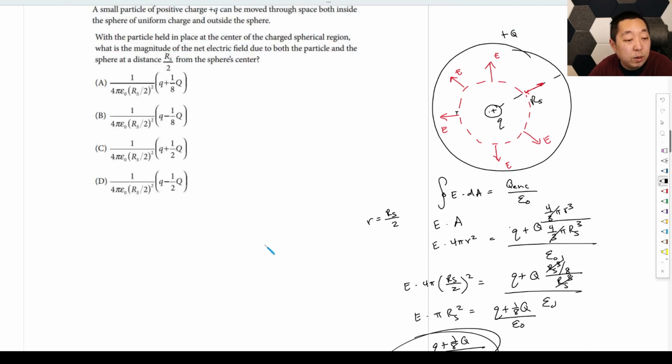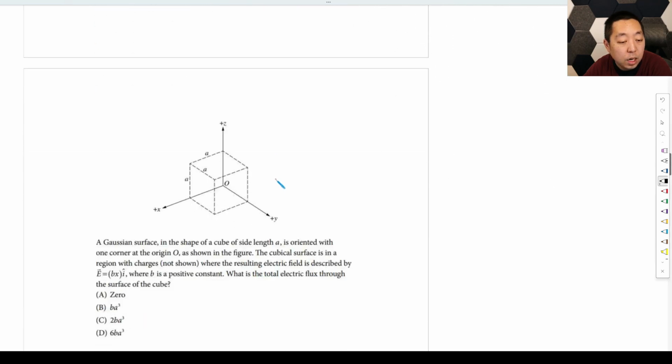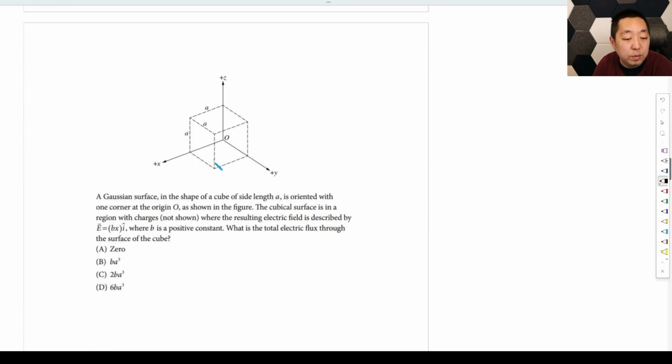They didn't simplify it quite that way, but the plus 1/8 Q is over here, and all they did over here was just handle the rs over 2. They didn't actually square that part out, but A is going to be our correct answer because that has the correct enclosed charge.